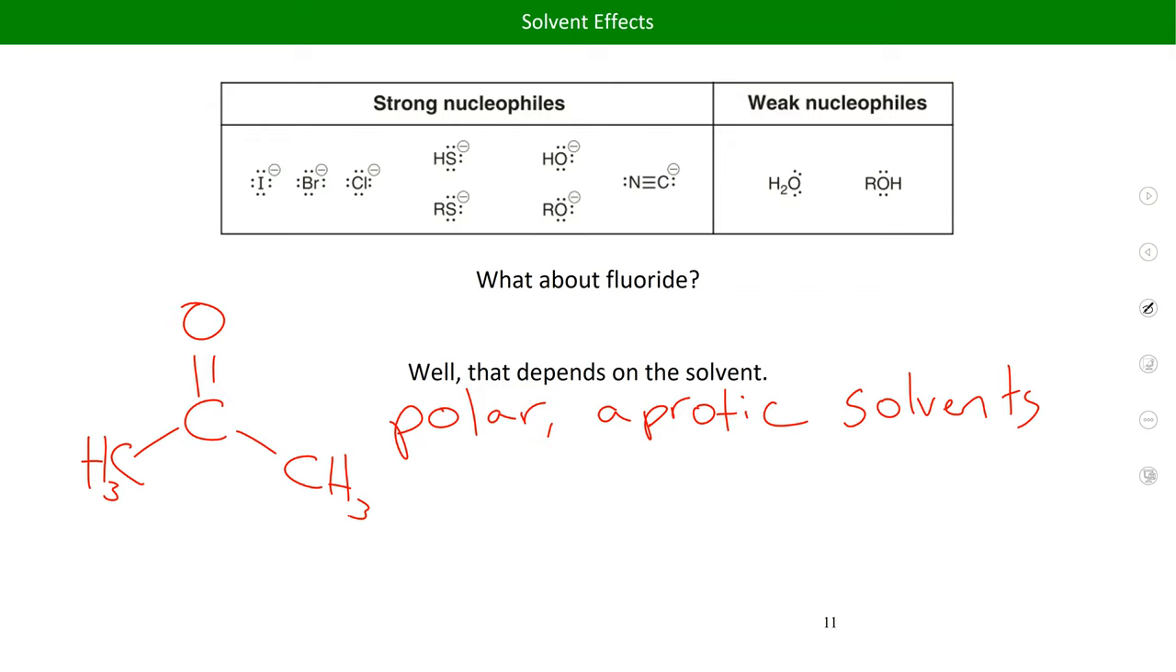If you have this around fluoride, well, there's still a partial positive at this end, so it's still going to stabilize the fluoride to some extent, but not nearly as strongly as if you put fluoride with a protic solvent, where all of those hydrogen bonds can start to form with the fluoride and make really strong ion-dipole interactions.